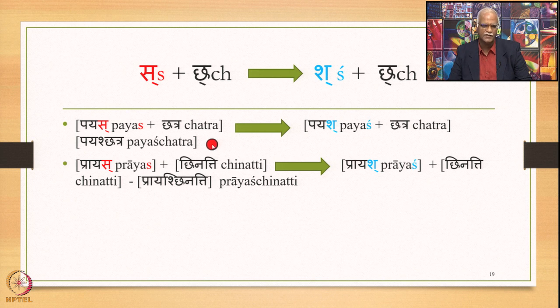Now if we look at the example in between two padas, we have prayas and chinatti. Sa coming at the end of the first pada, cha coming at the beginning of this second pada. So this sa will be substituted by sh by the application of 8.4.40. So we have prayash and chinatti. So we get prayashchinatti. You have similar words of this kind in Sanskrit.